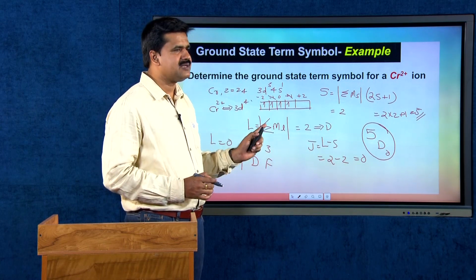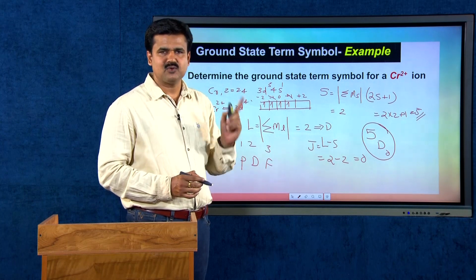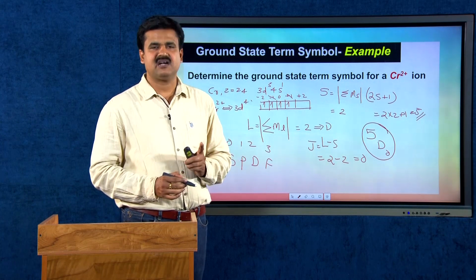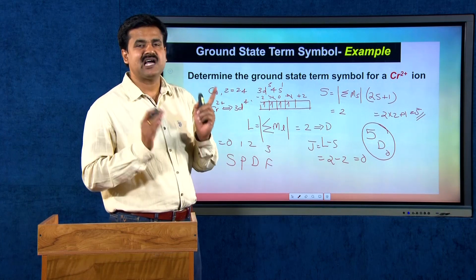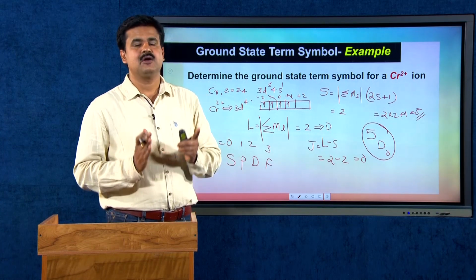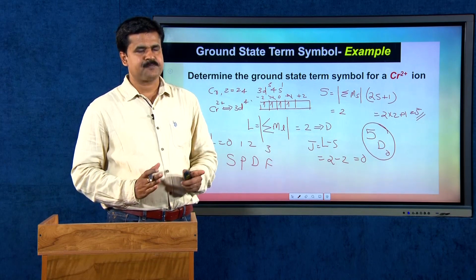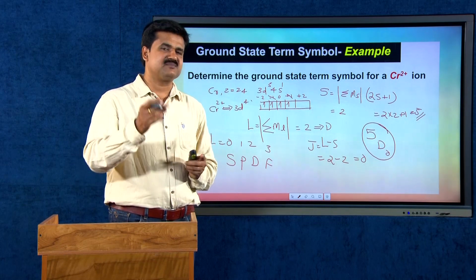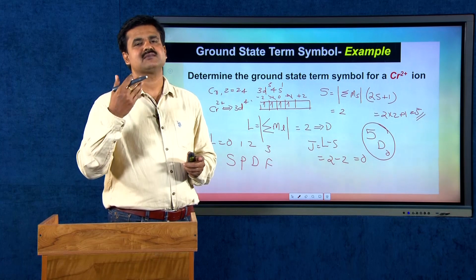This we determined purely on the basis of the rules of term symbols as well as Hund's rules. That was about atomic term symbols. Now we have to discuss molecular term symbols. You know the fact that atoms combine together to produce molecules.